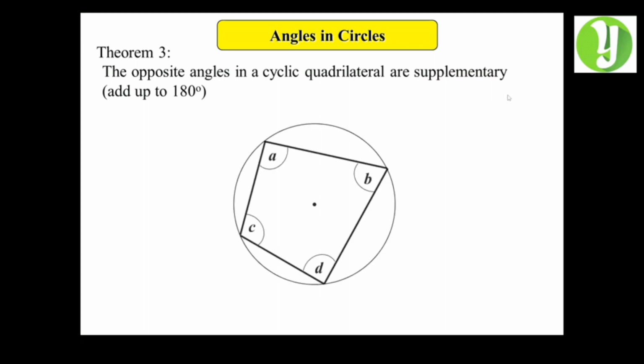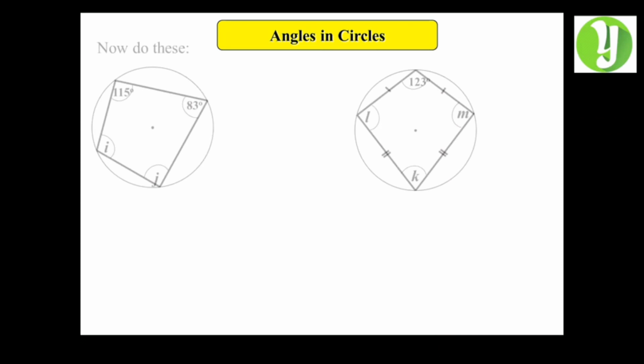Now see, we have a circle, and inside the circle we have a quadrilateral, because it contains 4 sides and 4 vertices. A, B, C, D are the 4 angles there, and this shape is inside a circle. Now the property is that when we add the opposite angles, for example A and D, the sum of A and D is 180 degrees, and if I add C plus B, once again it is 180 degrees. Now see a few examples.